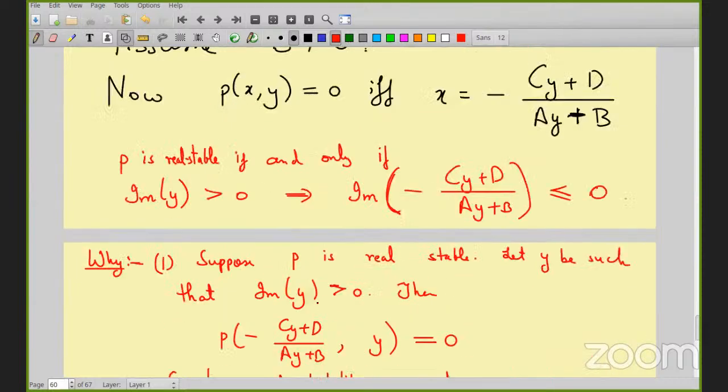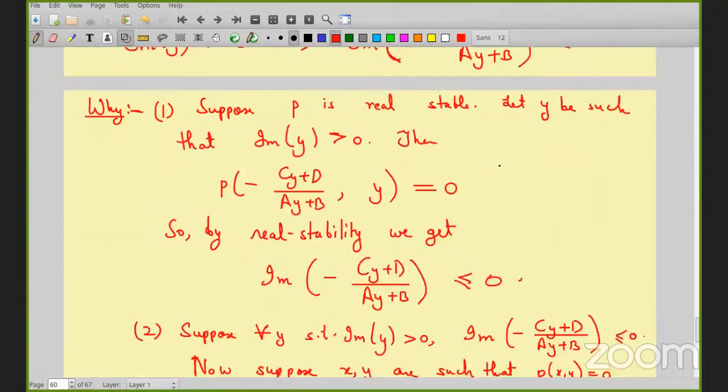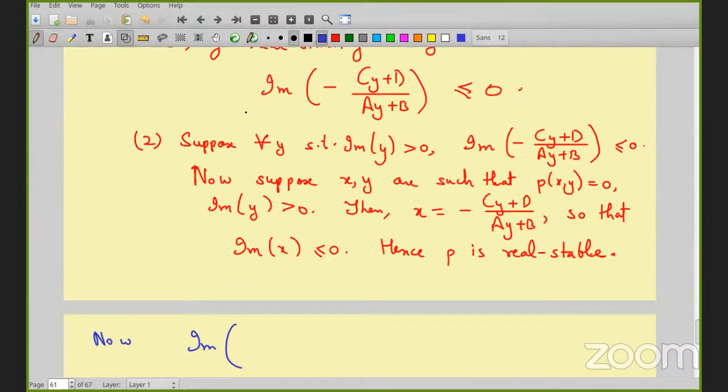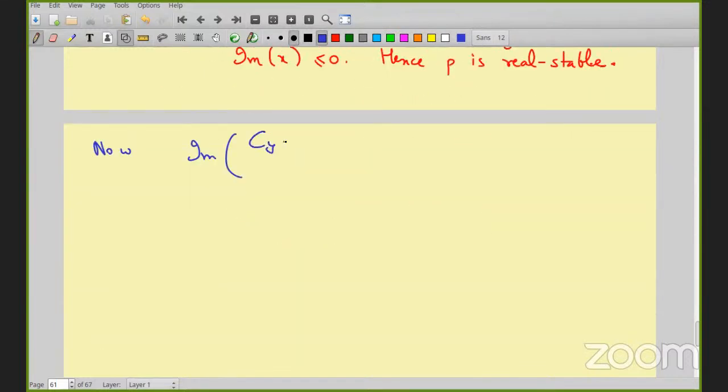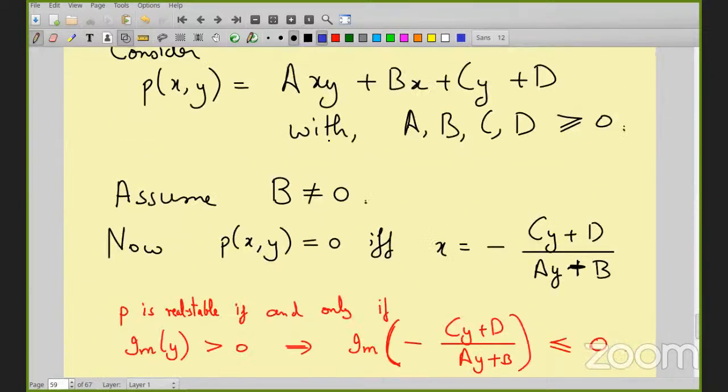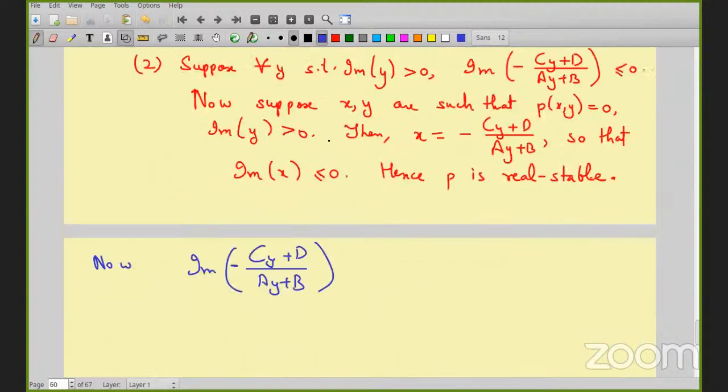Okay. So now we are in good shape. So now we are seeing that P is real stable if and only if imaginary part of y being positive implies this imaginary part is non-positive. So we have to just understand this condition. Now let's see. So what is this imaginary part of minus (cy plus d) over (ay plus b)? Remember, the a, b, c, d are non-negative, and b at least is non-zero. So everything here is well defined. So the division is well defined.